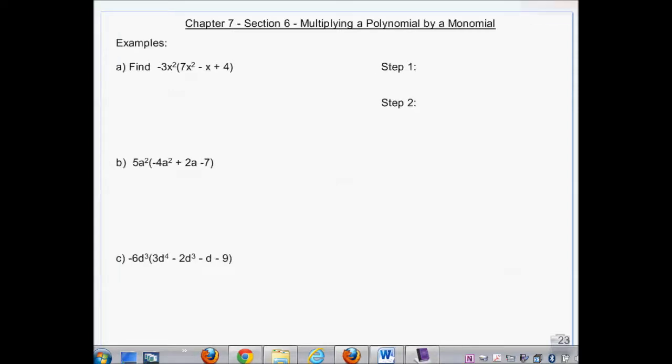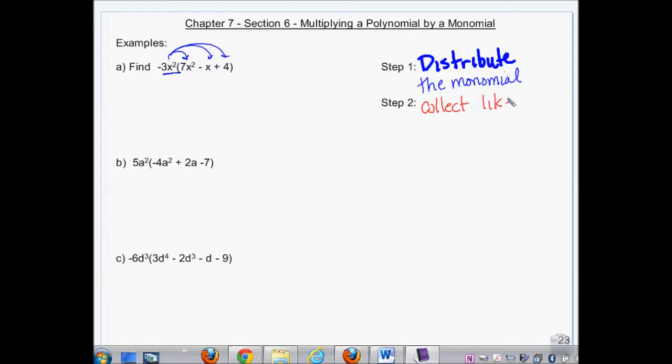So step one is to distribute the monomial. Whatever is on the outside, we're going to multiply it by every term on the inside. And then step two will be to collect like terms, if there are any.